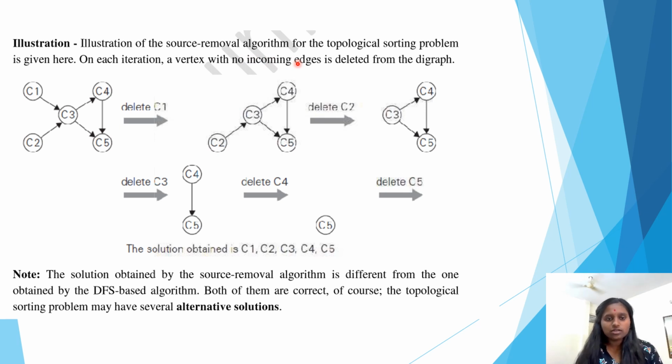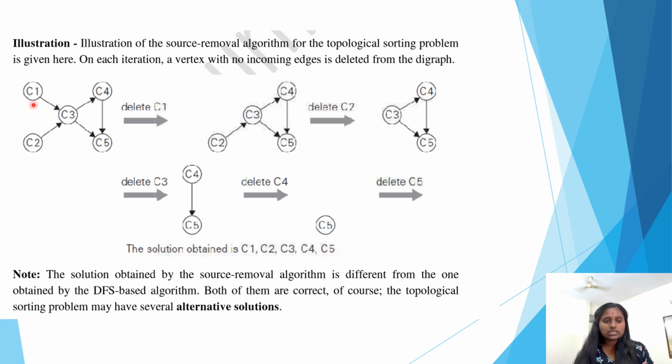On each iteration, a vertex with no incoming edges is deleted from the digraph. Digraph is nothing but a directed graph, means direction is given in the graph. This is the problem. Here we have two nodes with no incoming edges. We can delete any one. We should delete only one node which has no incoming edges. There are two possibilities here, but we have to delete only one node.